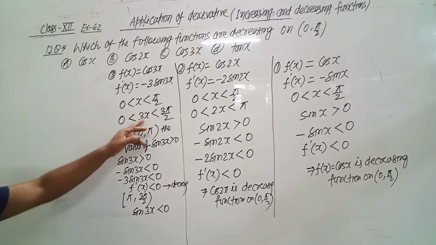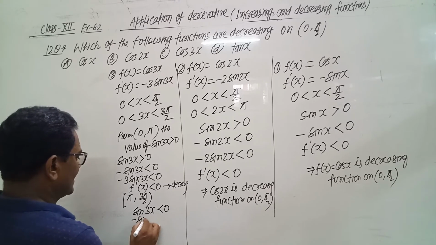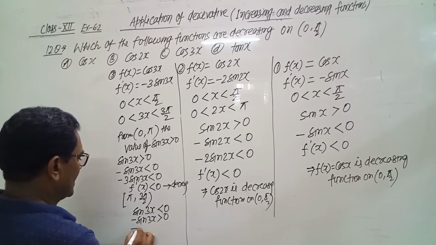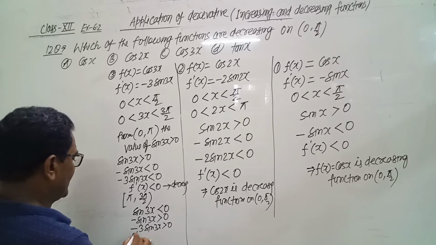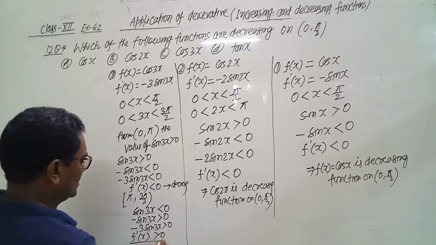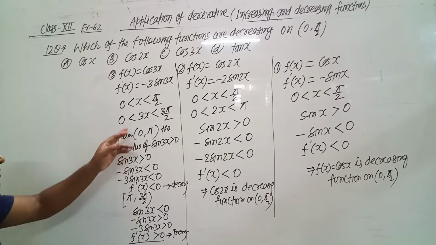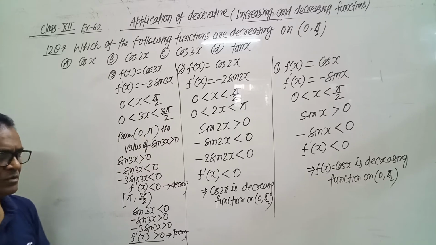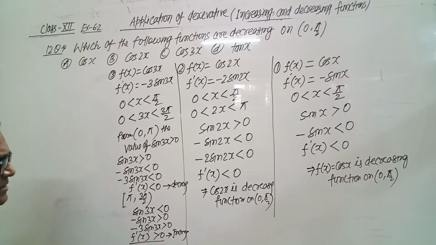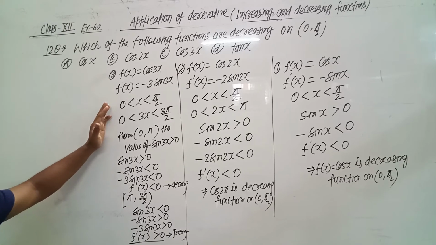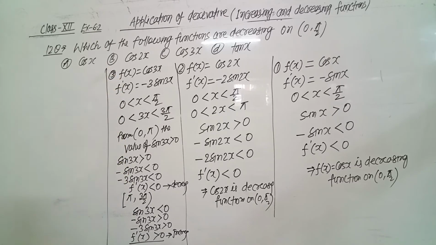Because 3x lies from 0 to 3 pi by 2, sin 3x is less than 0, and minus sin 3x is greater than 0, and minus 3 sin 3x is greater than 0. It means f dash x is greater than 0. So in this interval the function is increasing. So from 0 to 3 pi by 2 the function is decreasing as well as increasing. So we can't say that cos 3x is a decreasing function. It is increasing as well as decreasing.